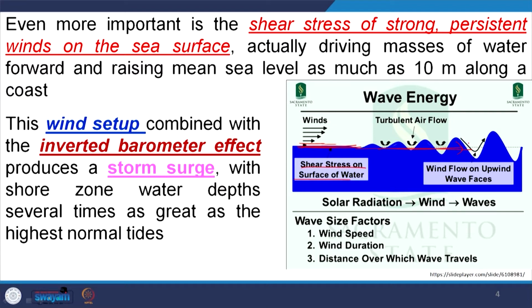So, we have atmospheric pressure which can move this water surface up and down, and we have wind which can also move the water surface up and down and compel the water to move. If these two factors combine together, that means wind setup is combined with the inverted barometric effect. This combined effect produces the storm surge. So, storm surge means a shore zone water depth several times greater than the highest normal tide.